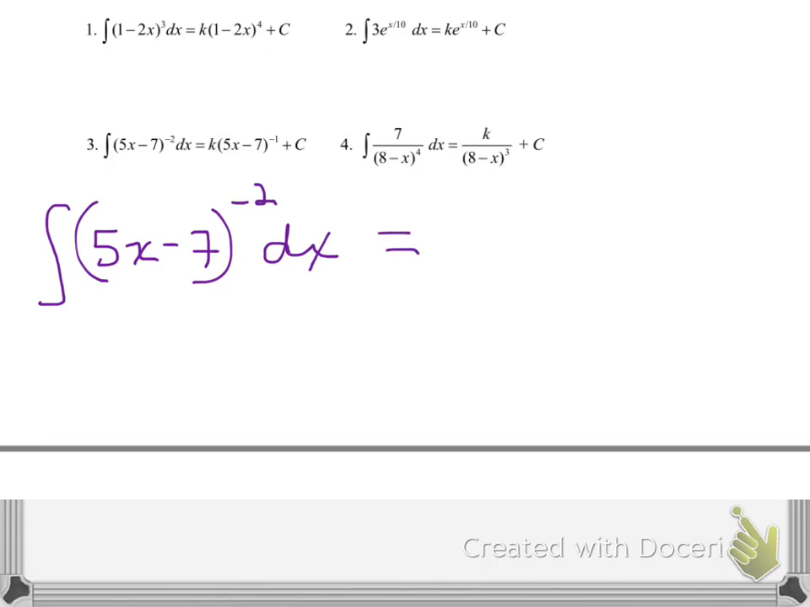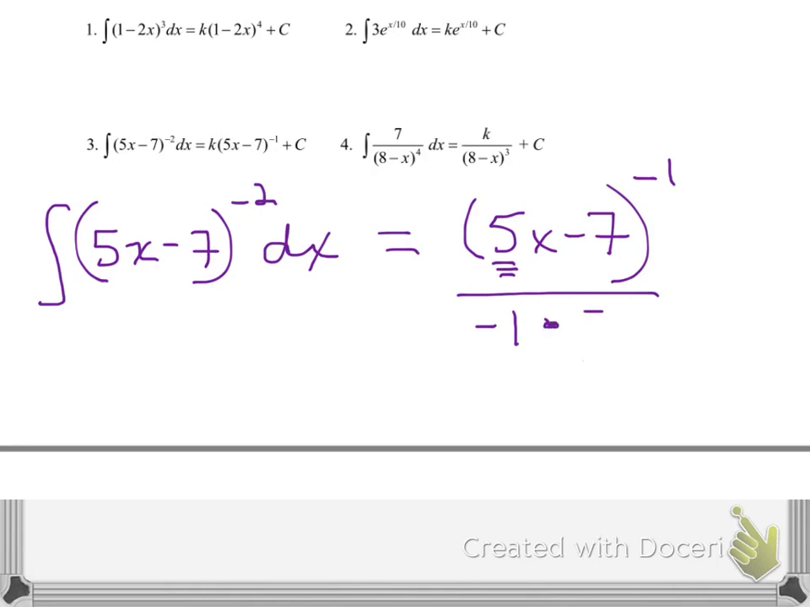So when I solve that, I'm going to write down what's in parens, 5x minus 7, add 1 to the exponent, that's going to make it less negative, so it's going to be -1, divide by -1. Recognize you have a chain rule situation, you would have multiplied by 5, instead divide by 5, so that means 5 is going to join the -1 in the denominator, and then add the constant of integration.